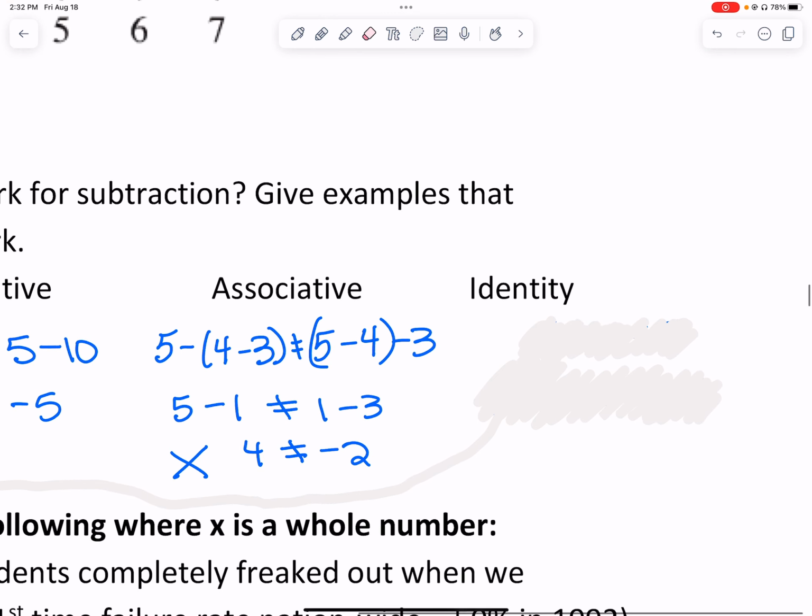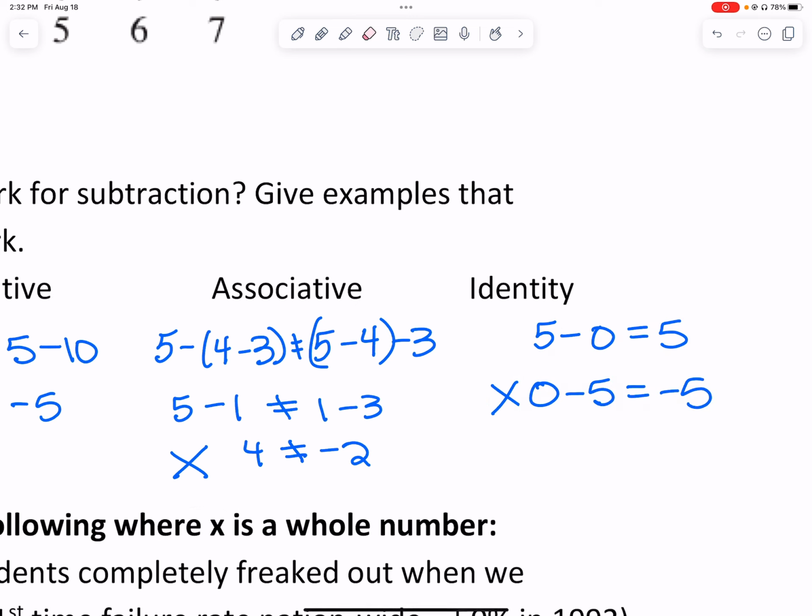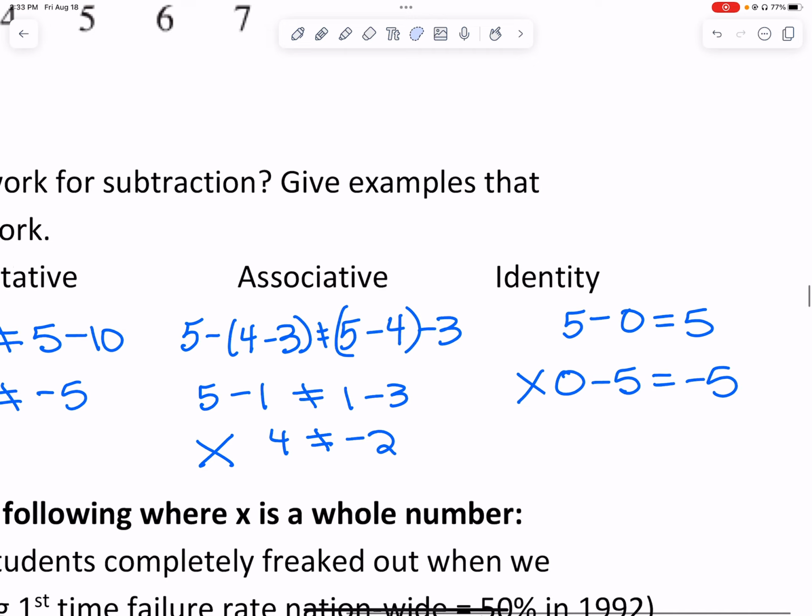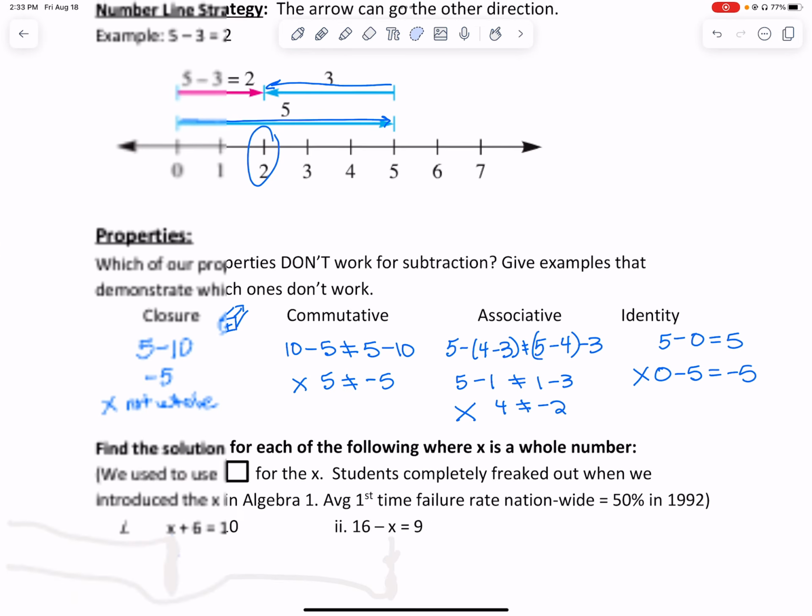Let's do the identity. That's where you get the same thing you started with. So 5 minus 0, now that works, right? That looks like, okay, the identity property is going to work. But once again, when I switch these and put that one there and then put this one here, now I get a -5, which is not the same thing I started with. So the identity property doesn't work.